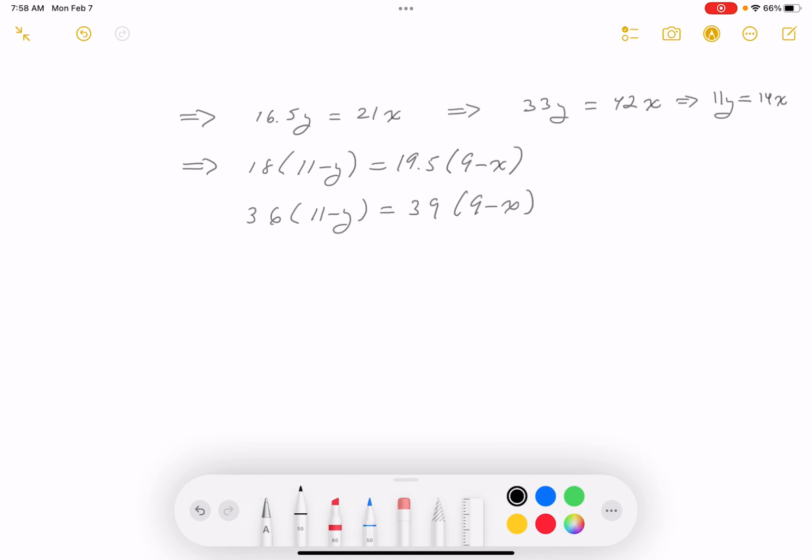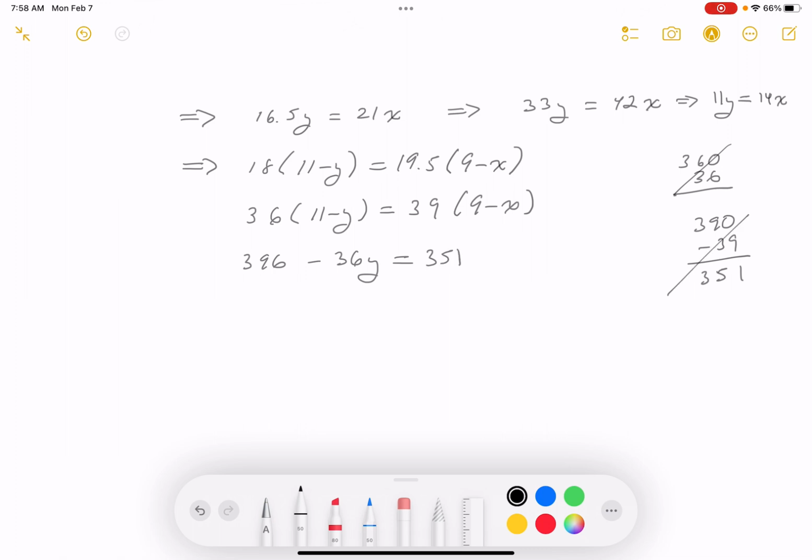360 plus 36. I'll write this down for you. And that's going to be 396, minus 36y. And now I got to do 9 times 39. Well, 10 times 39 is 390, minus 39. And that's going to be 351. I'll write that down for you.